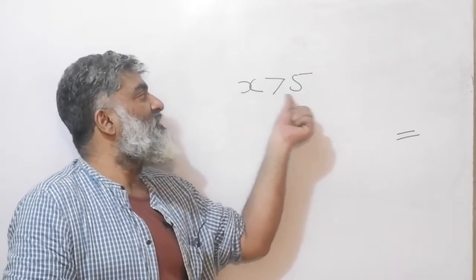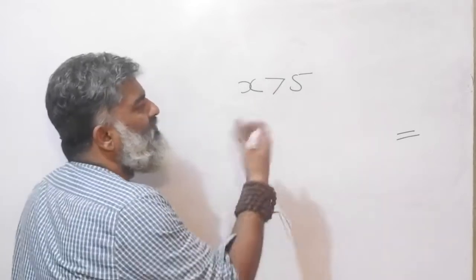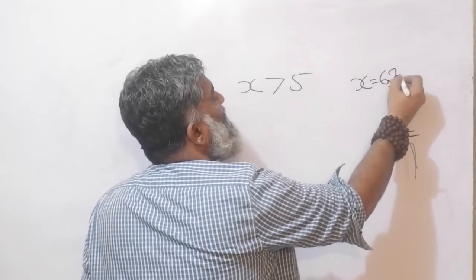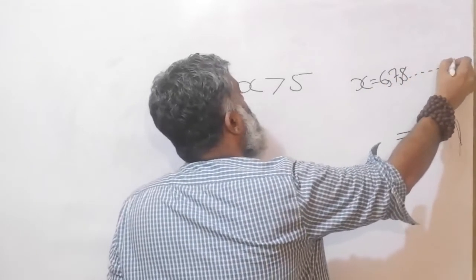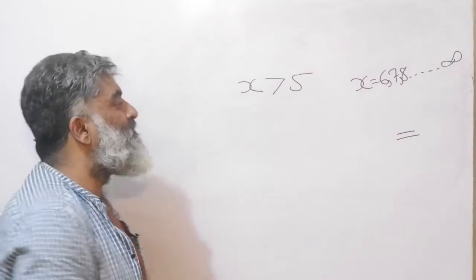What is the meaning of this symbol? It means x is greater than 5. That means what are the possible values of x? x could be 6 or 7 or 8, and so on up to infinity. Anything will do. So that idea should be clear.